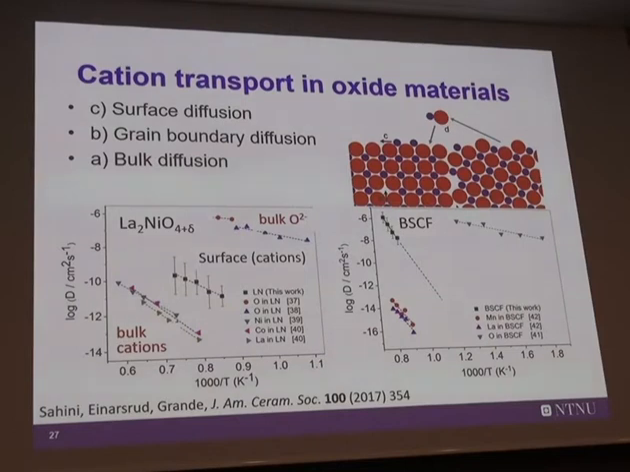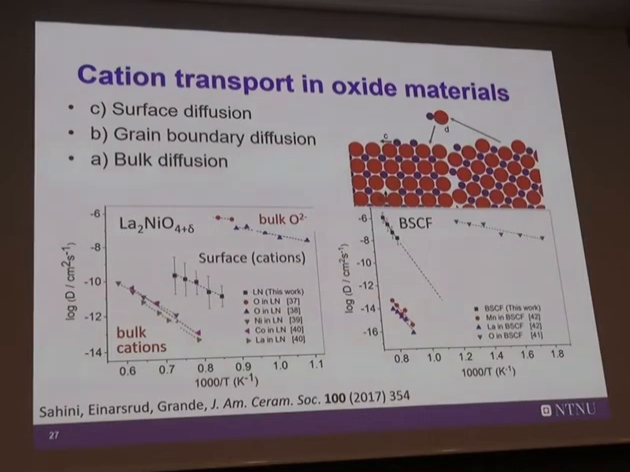This is an example of three oxygen permeable membrane materials which I've been working on quite a lot over the years. We measured the surface diffusion, which is given up here. You see that the diffusivity on the surface is very, very high. This is the bulk diffusion of oxygen in the material, because it is an oxygen ion conductor. And this is the cation mobility in the bulk. And here you see the orders of magnitude difference in mobility.